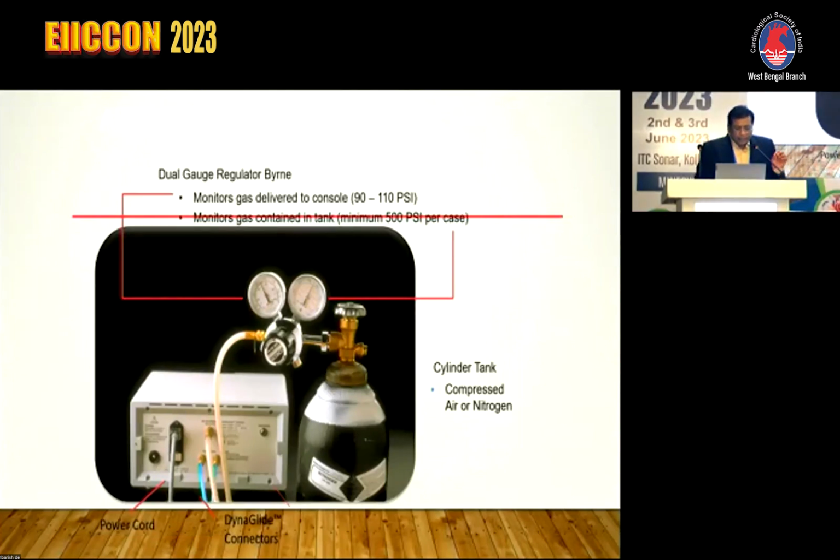The pressure in the air tank should be around 500 to 700 psi. But in the console, it should be around 90 to 100 psi. It's not more than that, and that is controlled by the knobs in the console system.